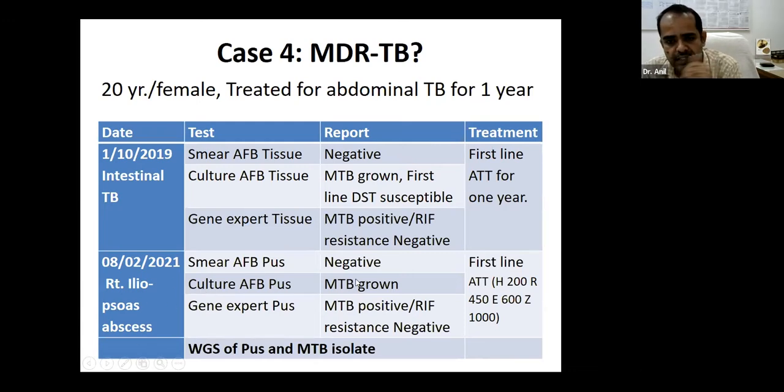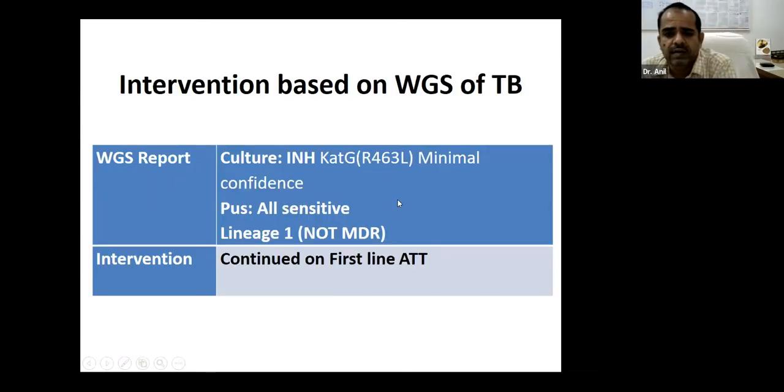Pus was drained; again smear was negative, culture was positive, rifampicin resistance was negative on GeneXpert. Whole genome sequencing of both the pus and the MTB isolate was done. What did we find? We found some discrepancy. Both were successful. The culture isolate showed INH resistance. The SNP, the mutation, was of minimal confidence level.